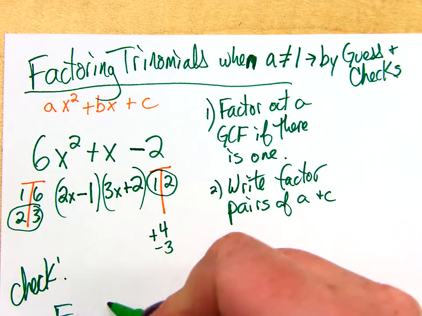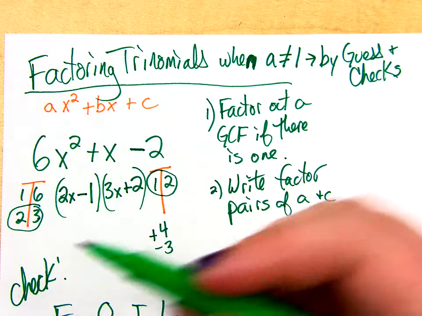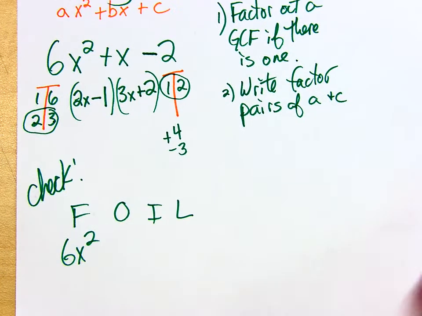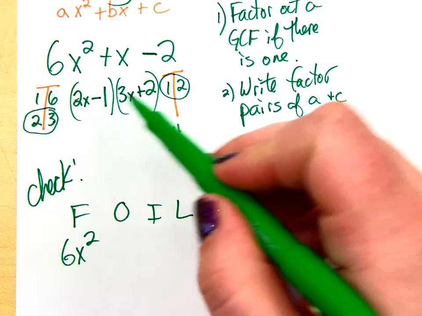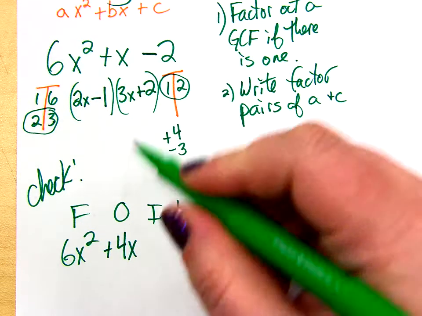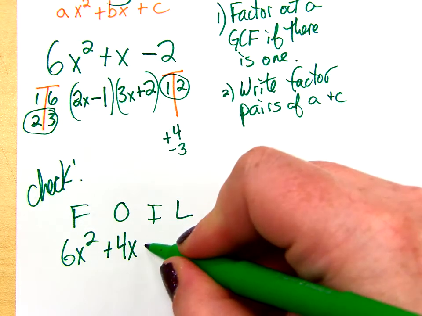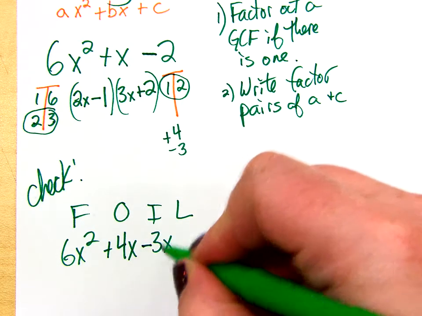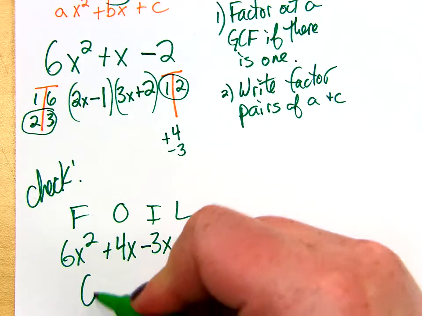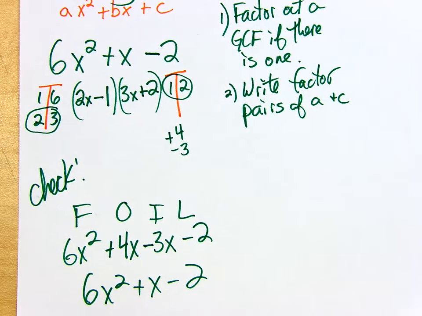So I'm just going to foil. First, 2x times 3x is 6x squared. Outers, 2x times positive 2, positive 4x. Inners, negative 1 times 3x, negative 3x. And then negative 1 times 2, negative 2. And when I combine like terms, hey, lo and behold, I got there.